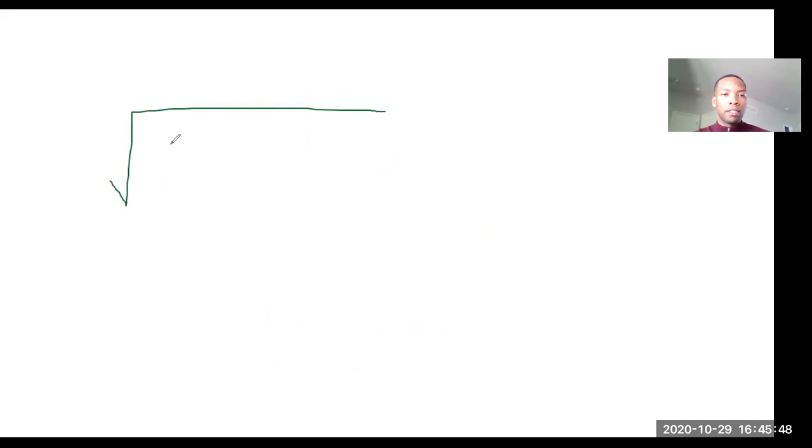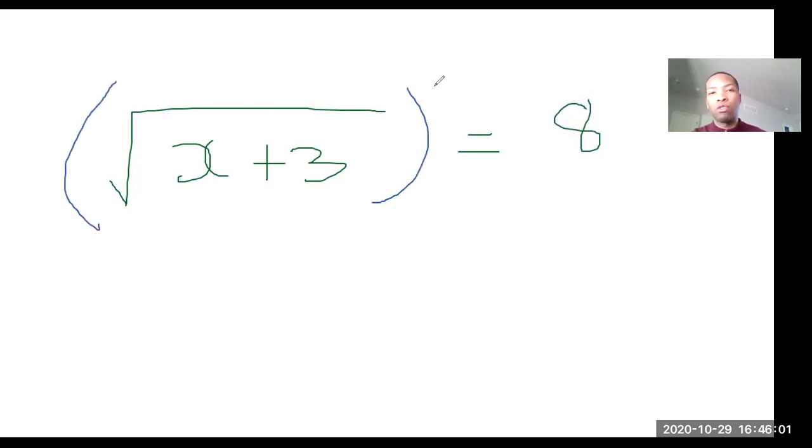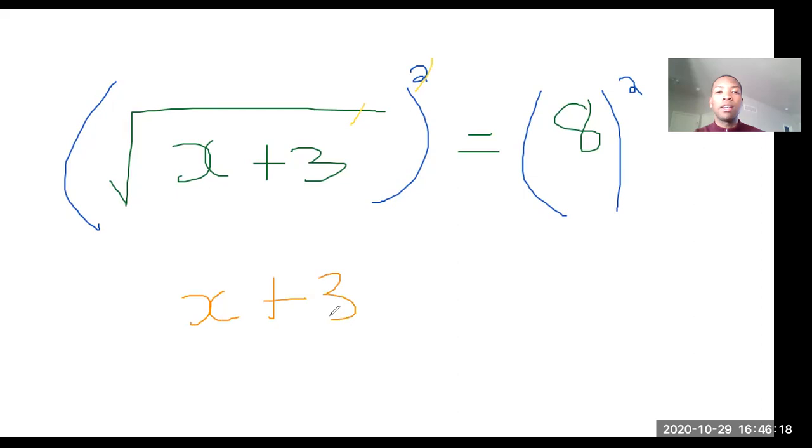Let's do one more example. If I have the square root of x plus 3 is equal to 8, and I need to find x. I have to get rid of that square root sign by squaring it. Whatever you do on one side, sure enough, got to do it on the other side. So then my square cancels out my square root. So I'm left with x plus 3, and 8 squared is 8 times 8, right? Which is 64.